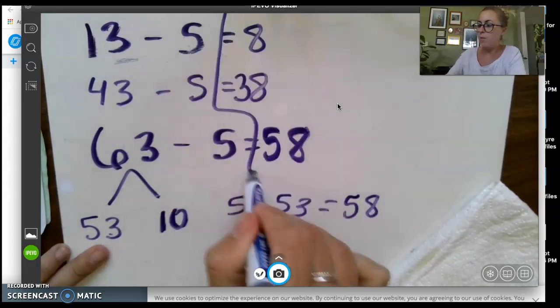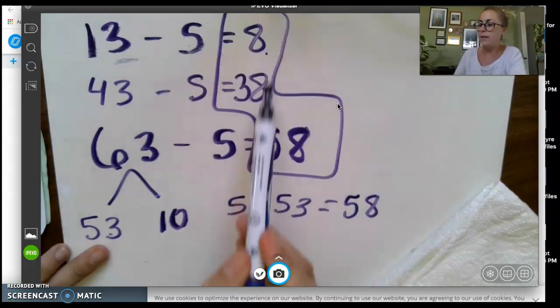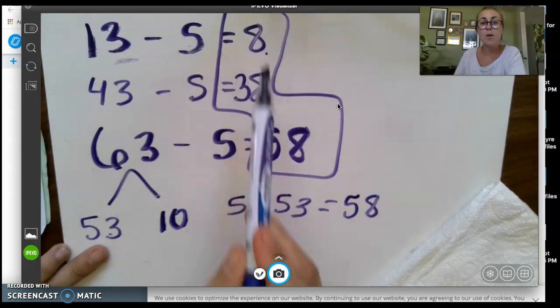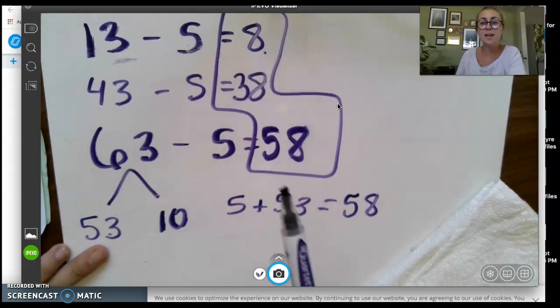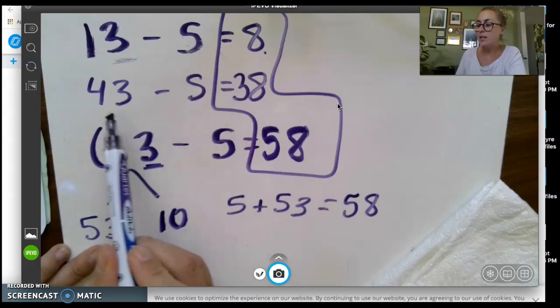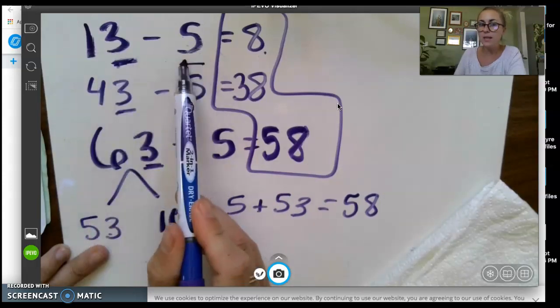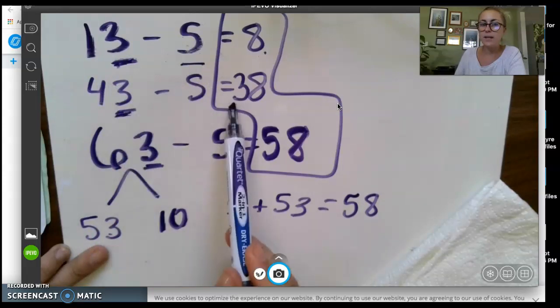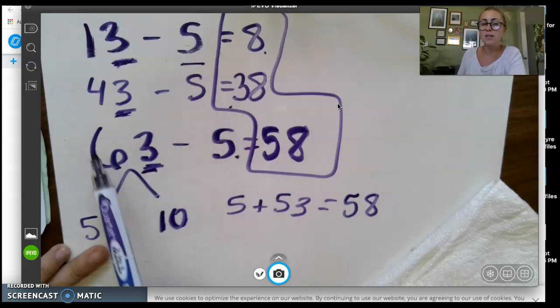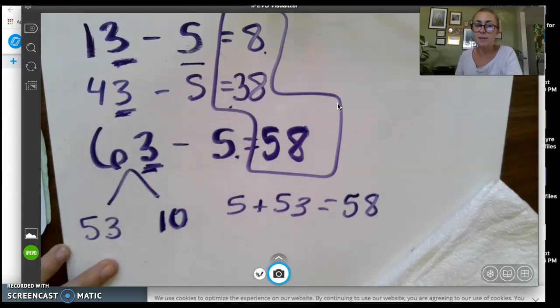Look at what's in common, that ones place right there. And the reason why that ones place is the same, the digit is 8 in the ones place, is because this digit here is the same. The ones place is 3, taking away 5, 3 ones taking away 5. But the tens changes because of what's happening in the tens place.